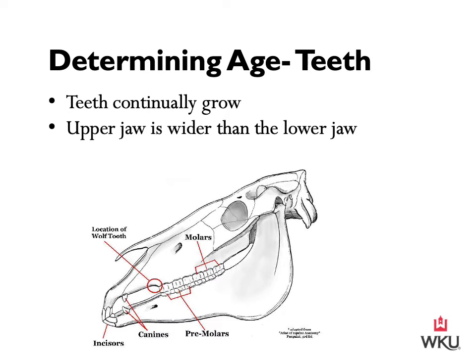So this can help us to understand that as a result of our horse's teeth continuously growing and the anatomy of the mouth, in addition to how that horse is going to chew when they're grazing and when they're consuming their feed, this is going to influence how those teeth wear.